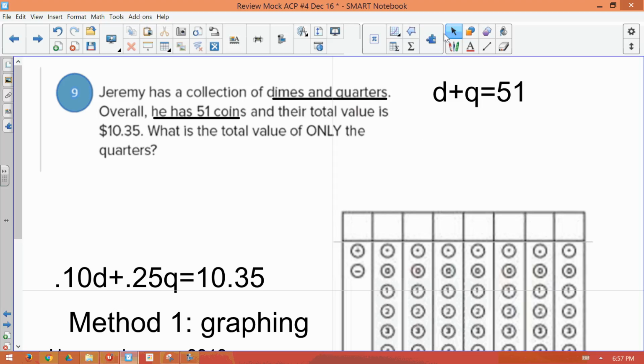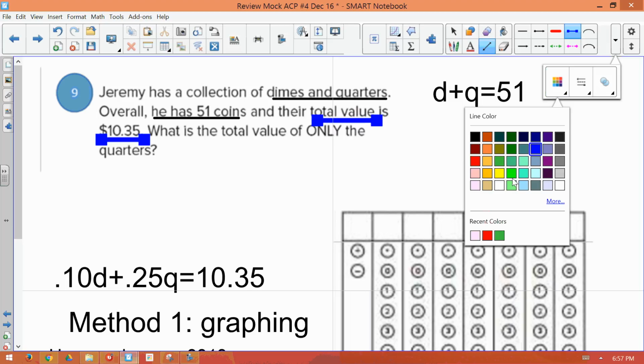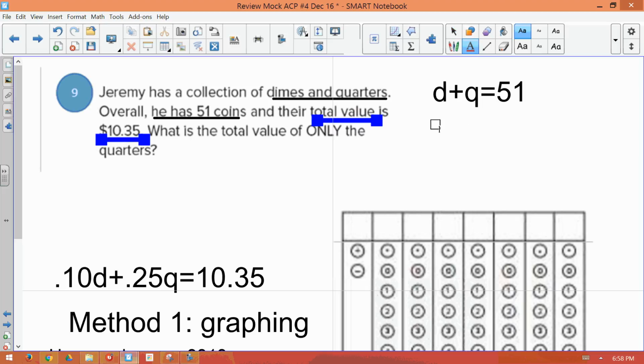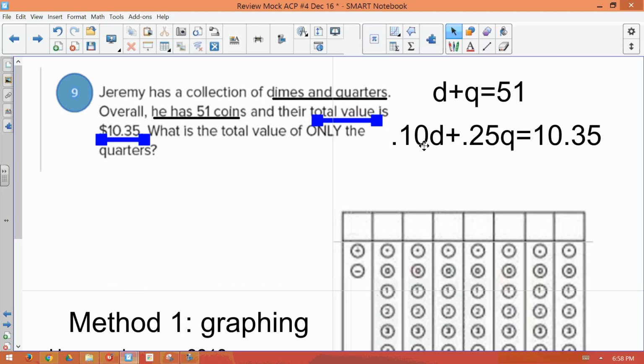Their total value is 1035. So that's what I'm looking for. The total value is 1035, which means each dime is 10 cents and each quarter is 25 cents, and the total value is $10.35. So there's your system.